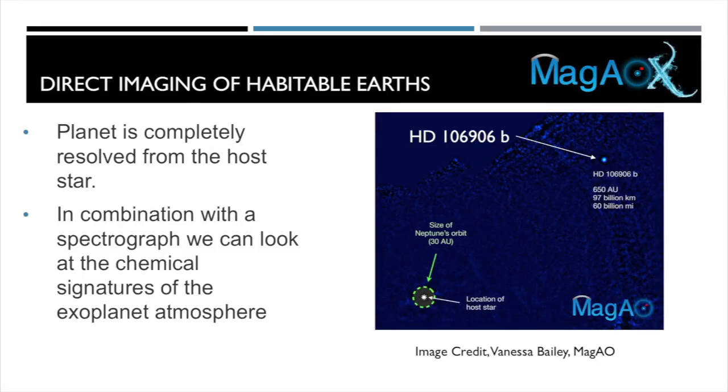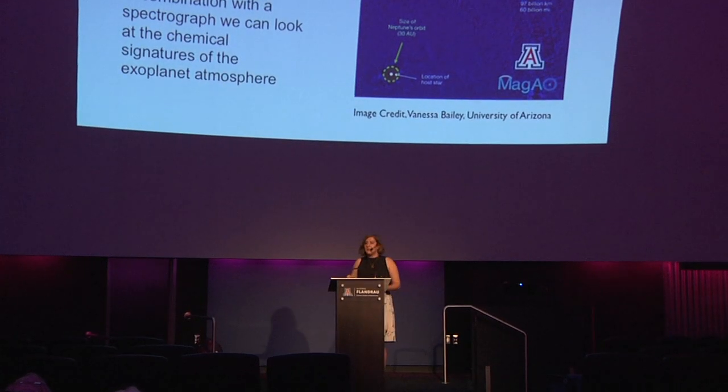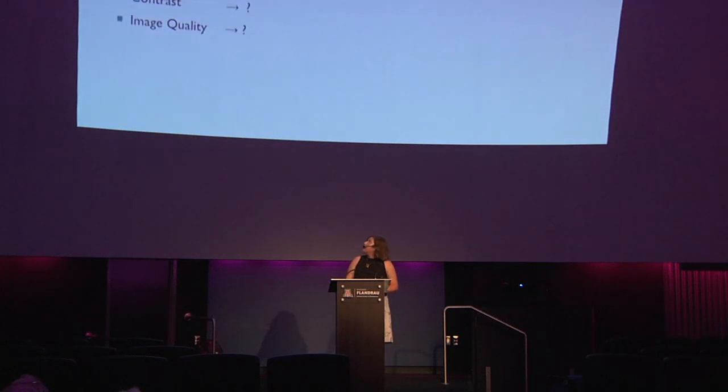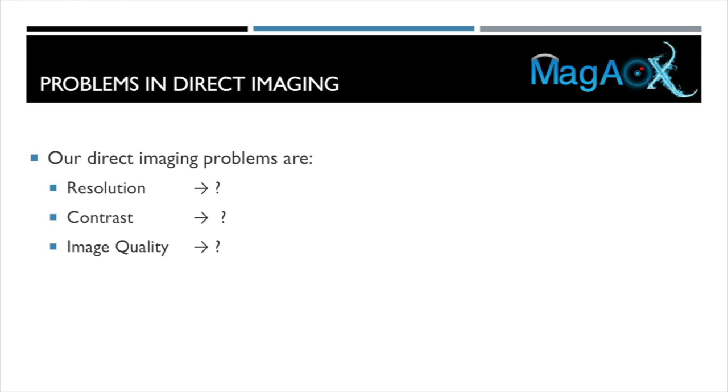So we say that this planet is directly imaged, but we want to be able to do this for Earth-sized planets. And so Earth-sized planets are usually closer to their stars, so it's a harder problem. So once we're able to actually directly image these planets, then we go in and put on our spectrograph to start looking for signatures of life. So we have some problems when we're trying to directly image Earth-sized exoplanets. And so the three big ones are resolution, contrast, and image quality.